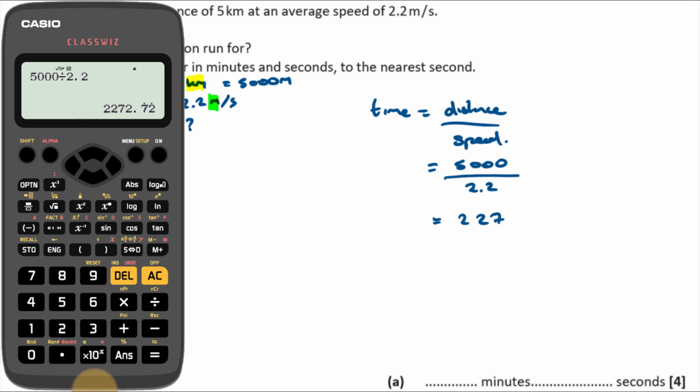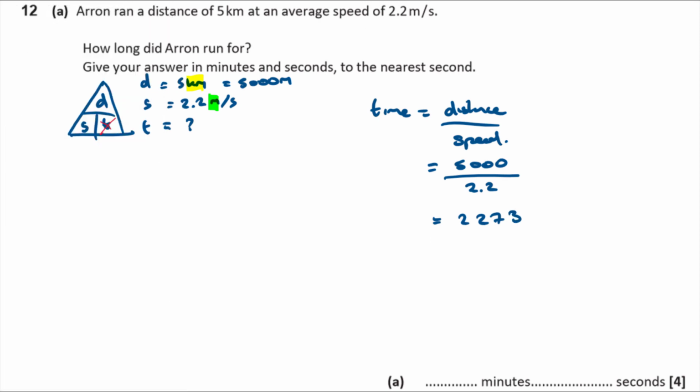Apparently that's 2,272.72. Just going to round off as 2,273 actually. That's 4 significant figures, plenty. And anyway, it's the nearest second. So that is in seconds. Now it says give your answer in minutes and seconds, and I've got seconds. So how many minutes in 2,273?